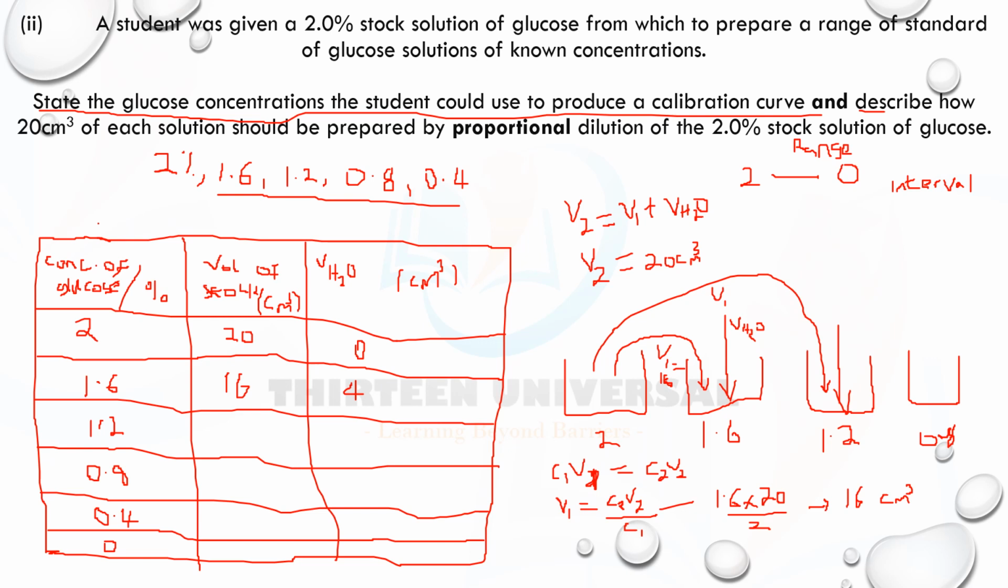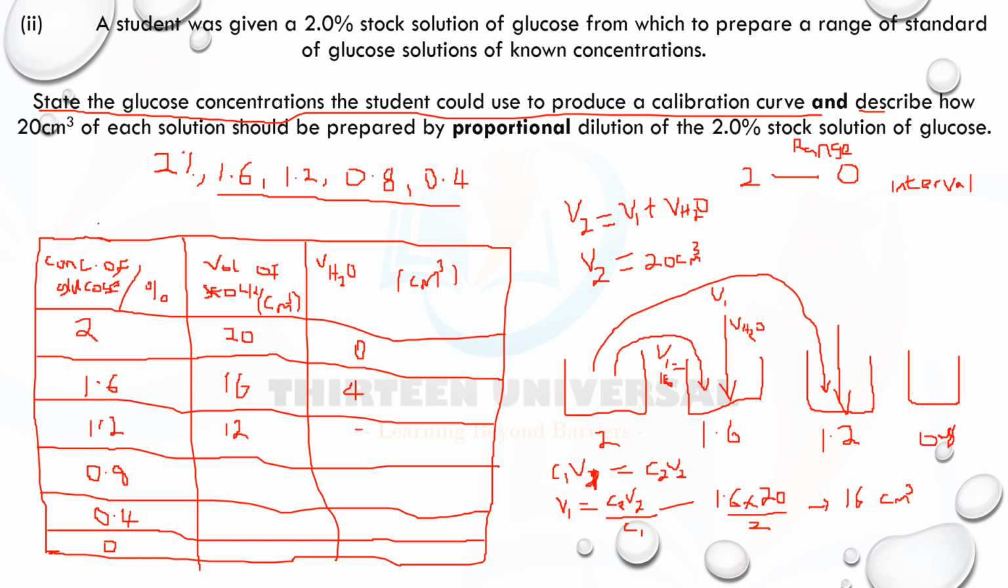Because watch it. If I'm moving, guys, please don't misunderstand this. If I'm moving from this to this, this is my C1, this is my C2. So anywhere you see C2 here, you put 1.2. Everything is constant. V2 is constant, C1 is constant. So that's going to give me 12, right? So I'll put 12 here. And then what do I put here?